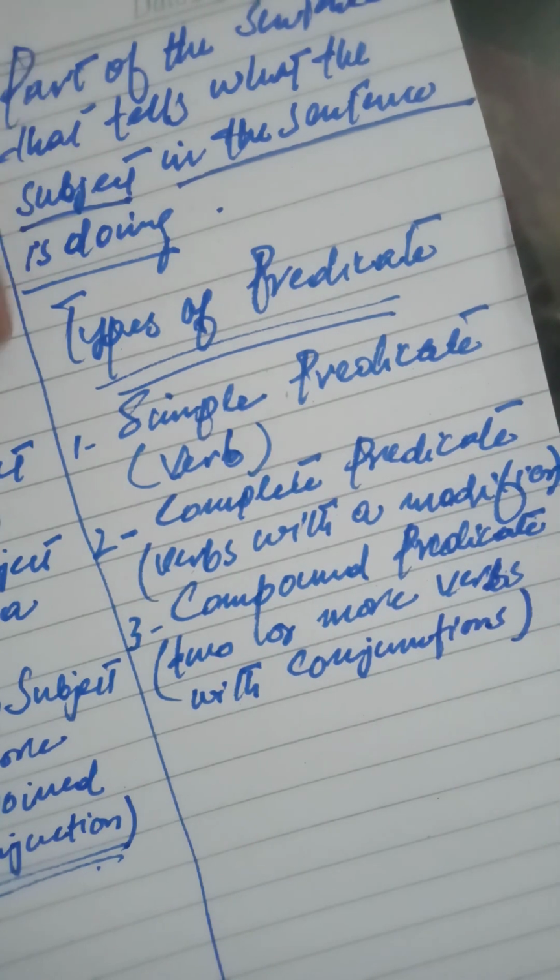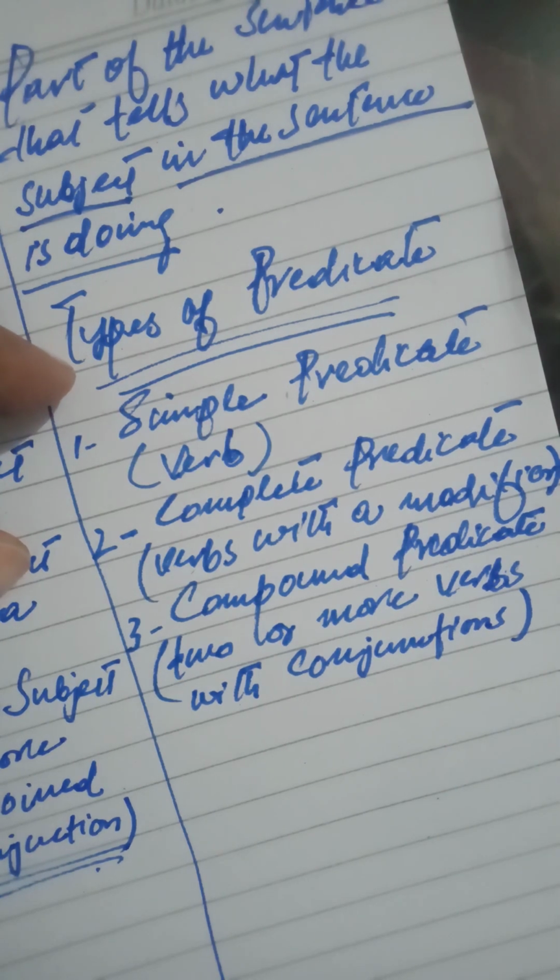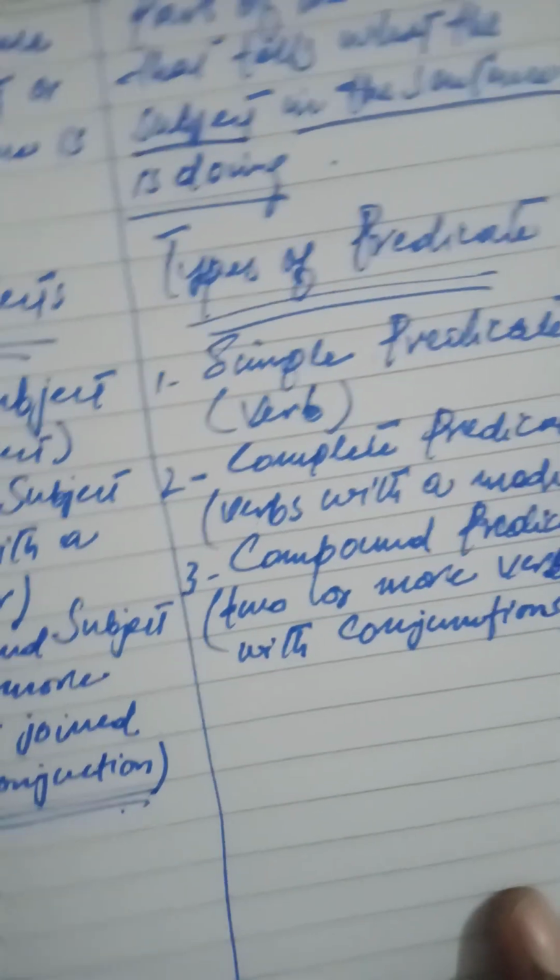Now we'll have a few examples related to the types of the subject and the predicate. Okay, so we'll start the examples from here.